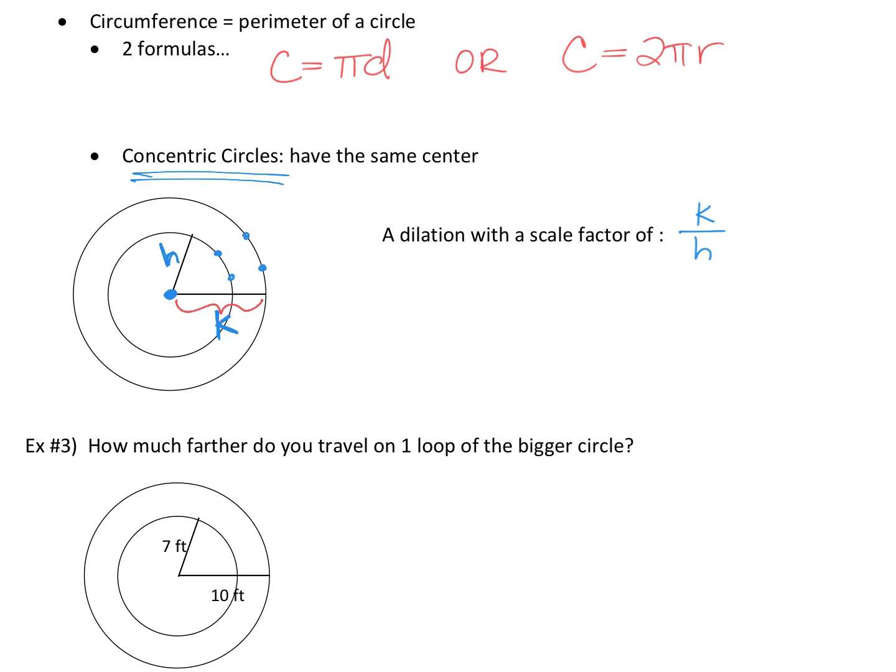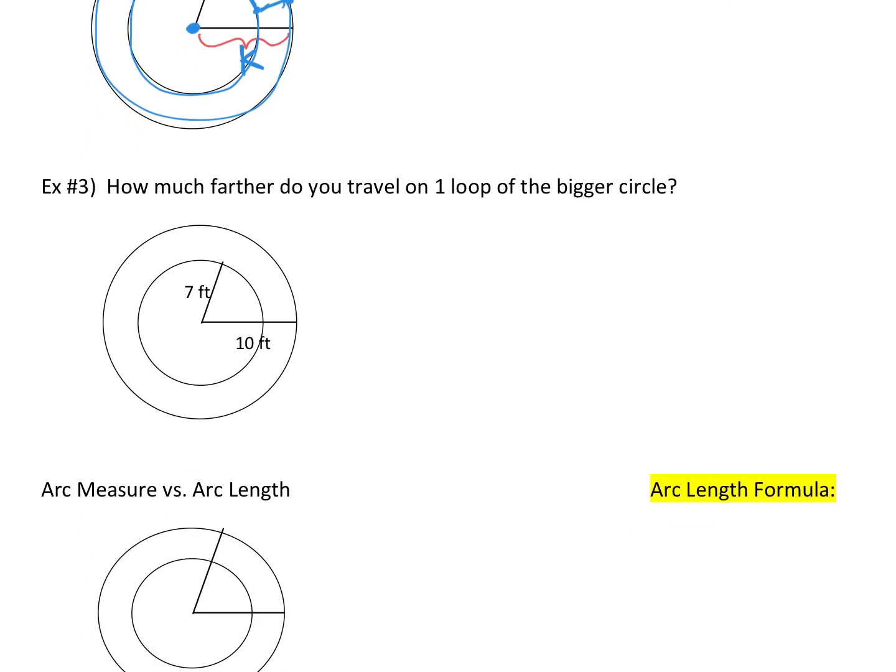Which set of tires is going to wear out quicker, their inside tires or their outside tires? Inside. Which one's going farther? Outside. The outside tires are going further, right? This distance is bigger than this distance, so their outside tires would wear out quicker, right? Our circumference of the bigger circle is bigger than the circumference of the small circle. So dealing with circumference, let's think NASCAR here.